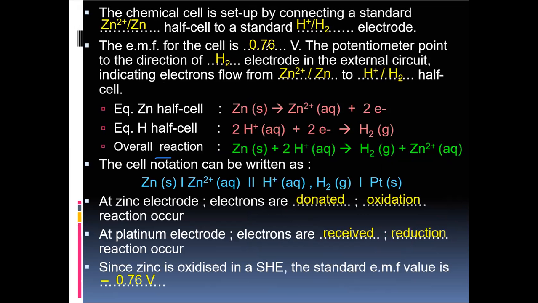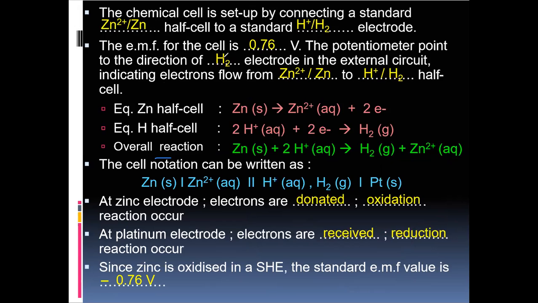Now the chemical cell is set up by connecting the standard zinc 2+ to zinc metal half cell to a standard SHE electrode. That is your standard hydrogen electrode. Now the EMF, which is the electromotive force for the cell, is 0.76 volts. We've shown this before. This is standard. You don't need to memorize this for now. I'll show you how to calculate them later, but this is a standard value given for zinc.